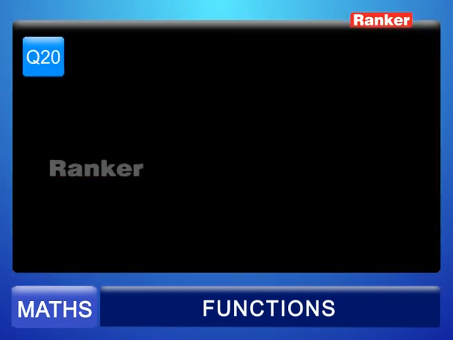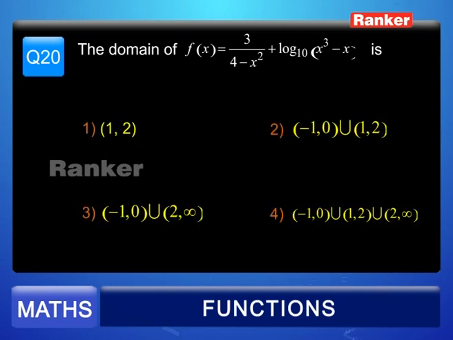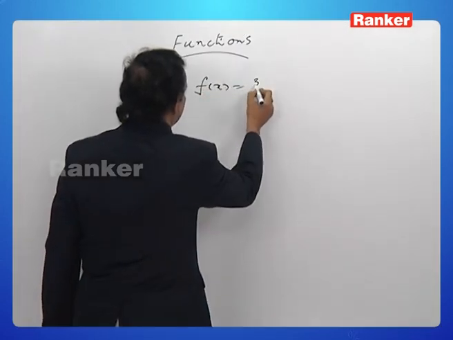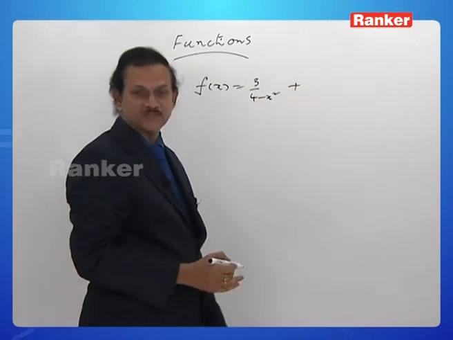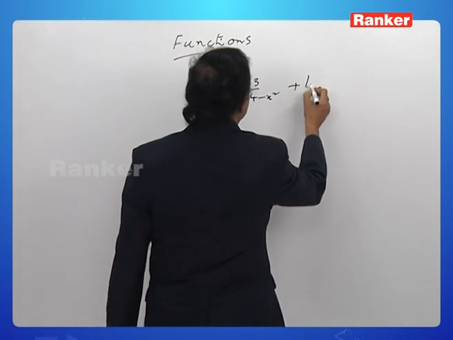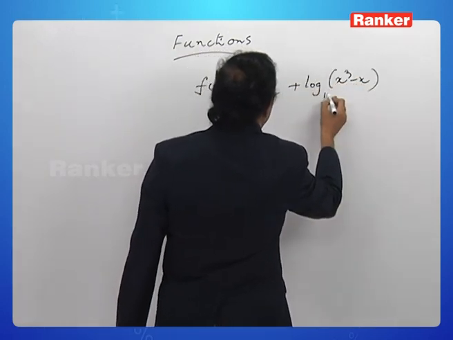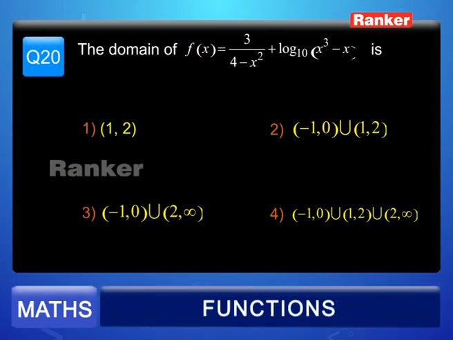In this question, we are asked to find the domain of a function. The function given is f of x equal to 3 by (4 minus x square) plus log of (x cube minus x) to the base 10. This is the function given, and we are supposed to have the domain of the function.